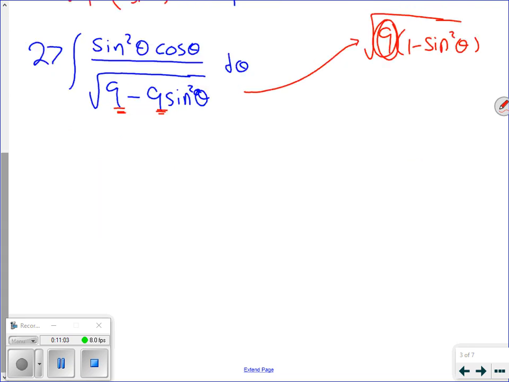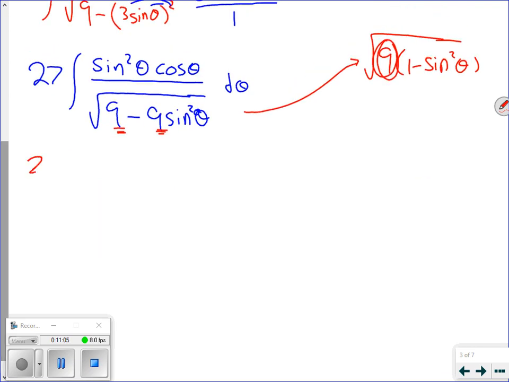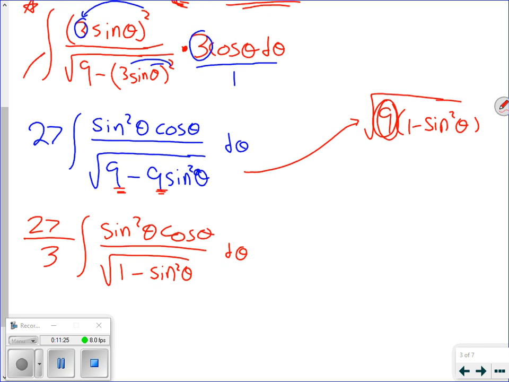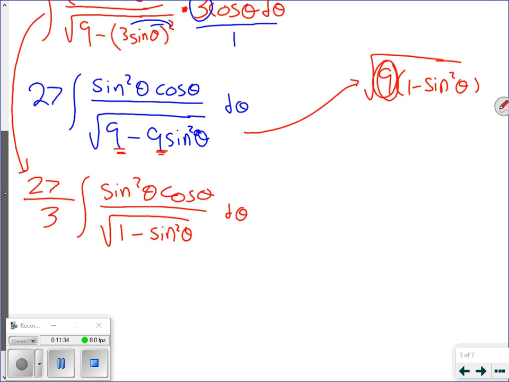So what I'm left with when I take out the constant on the bottom is I'm taking a 3 out on bottom. So I got 27 over 3. And I'm left with sine squared theta, cosine theta on top. And on bottom, I'm left with just 1 minus sine squared theta. So I'm doing this in a couple steps here, but all I did from the setup down to where I'm at now is I just took out the constants on top and the constants on bottom. When I take the constants out on bottom, it's just coming out as a square root.